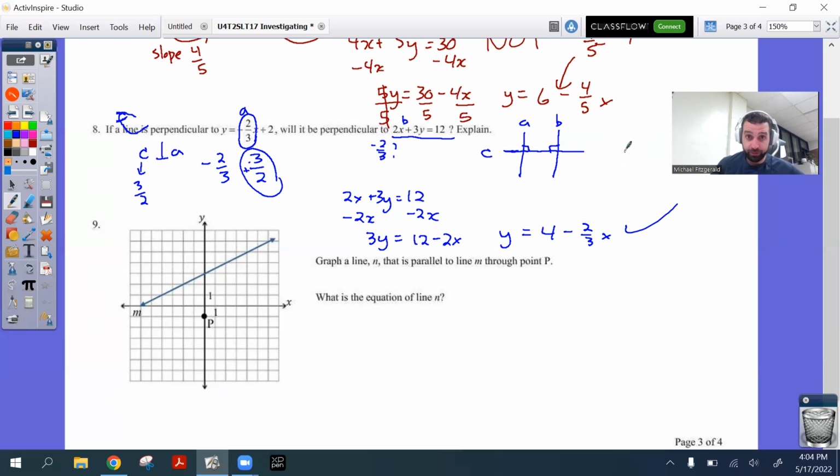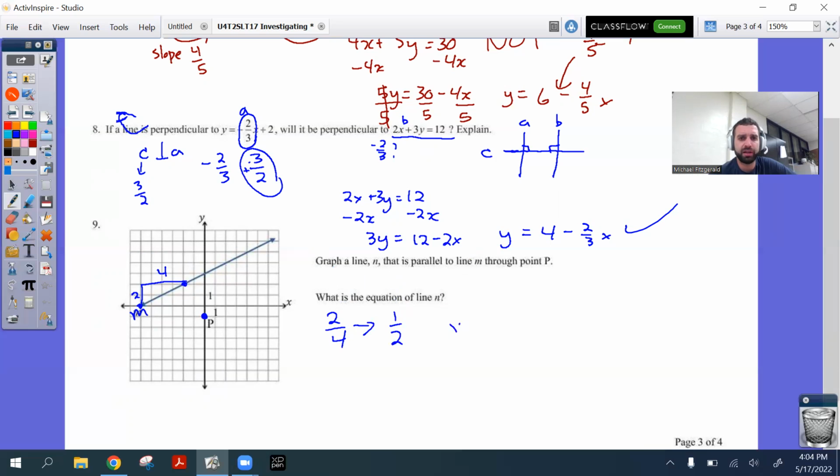All right, last one on this page. Graph a line N that is parallel to this line M that goes through this point P. All right, so when it's parallel, we have to find that slope. We have to make sure it has the same slope. So I'm going to find 2 points on here. Let's see, there and there. You go up 2, over 1, 2, 3, 4. Okay, our rise is 2, and our run is 4. So the slope of this is 1/2.